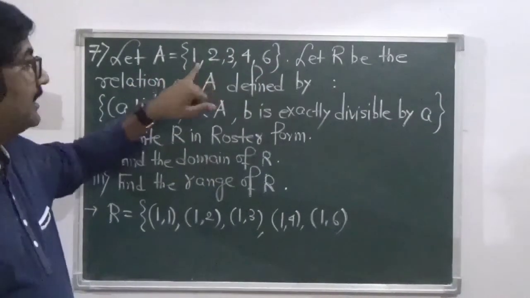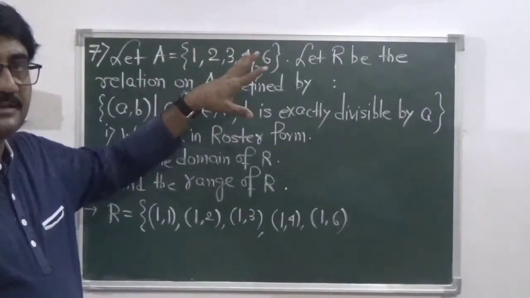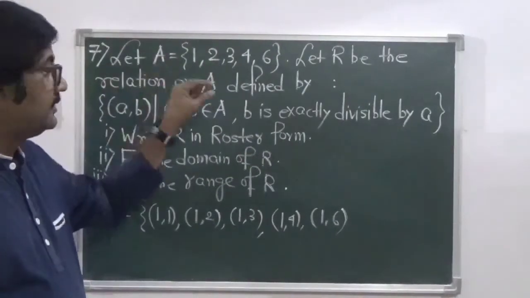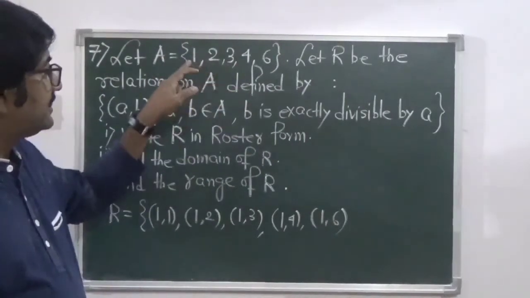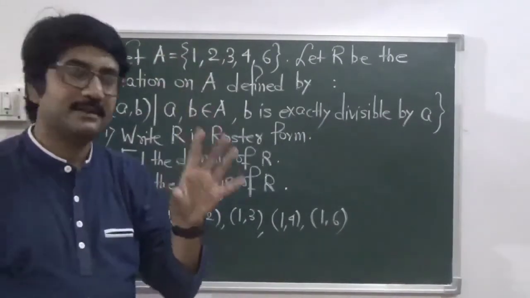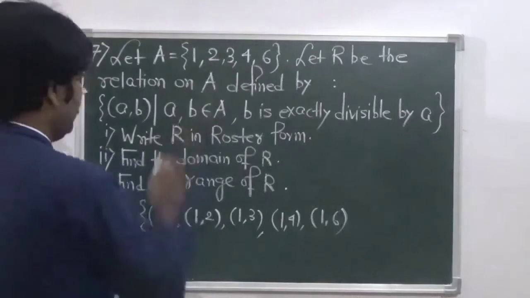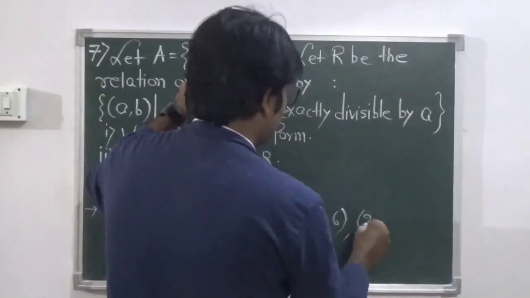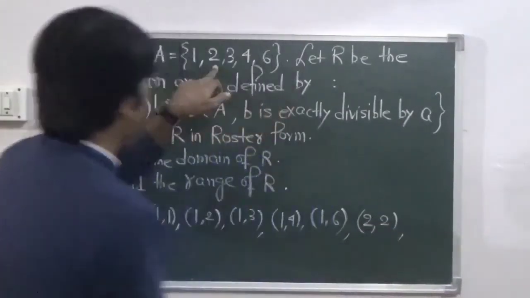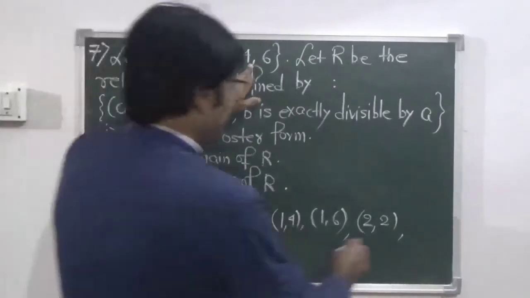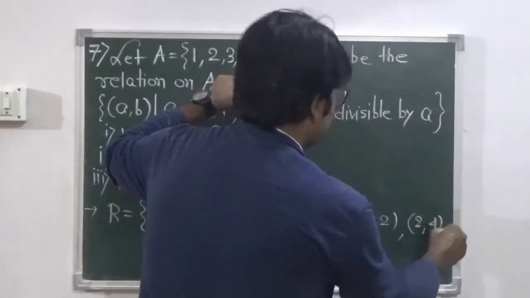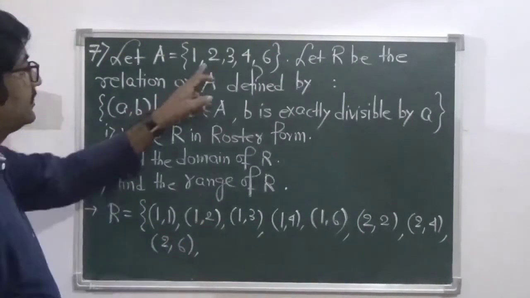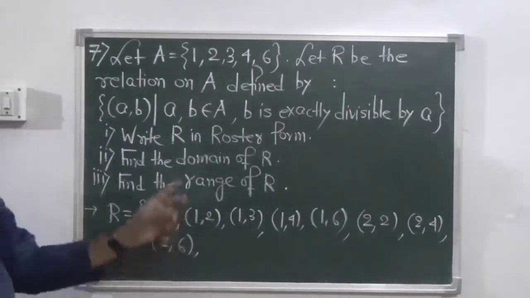So all these numbers, if you take 1 as a and 1 as b, it is divisible exactly. 1 as a and 2 as b, that means 2 is always divisible by 1. 3 as b and this is a, so 3 is also divisible by 1, like this. Next, if you start with 2, so 2 and 2, 2 is exactly divisible by 2, then 2 and 4, that is 4 is exactly divisible by 2, and then we can take 2 and 6, 6 is also exactly divisible by 2.